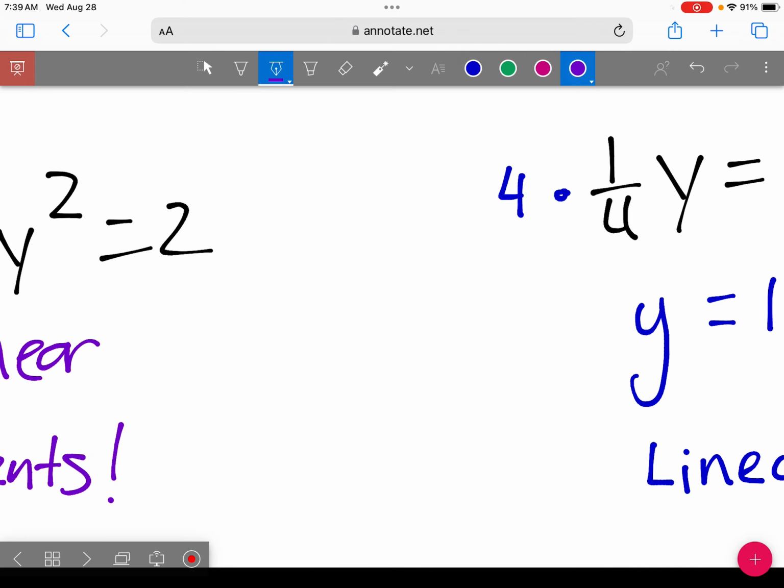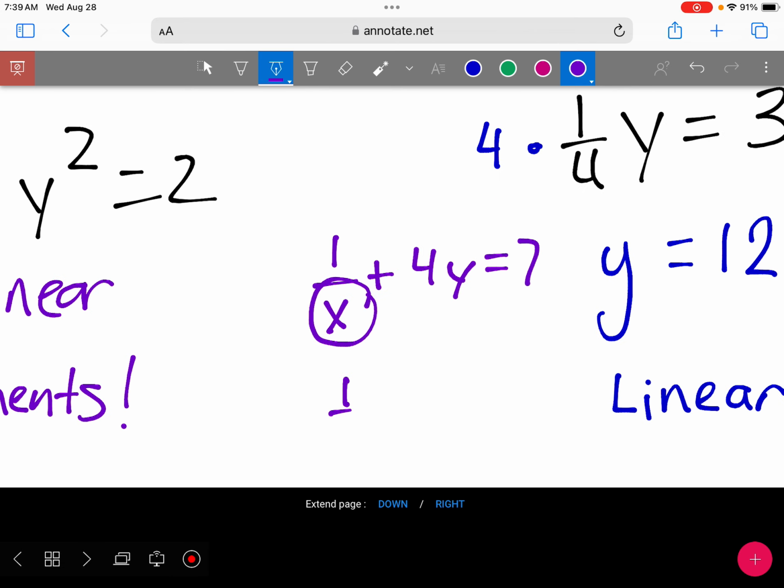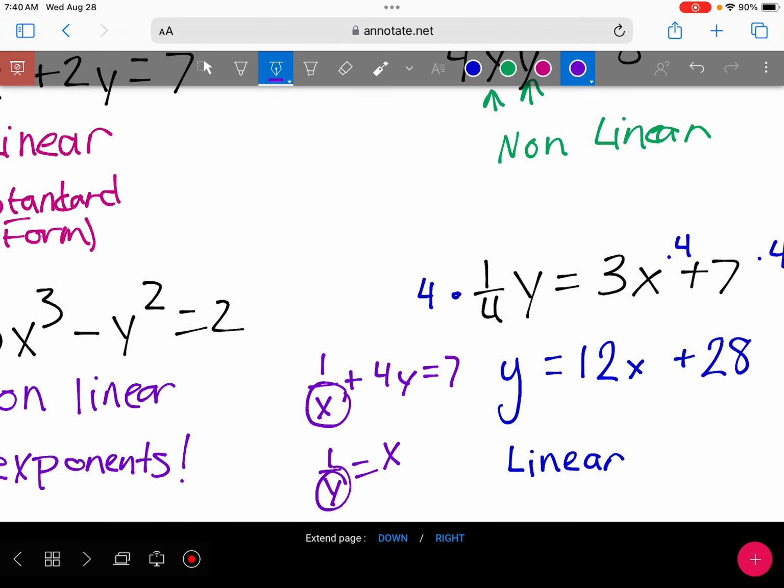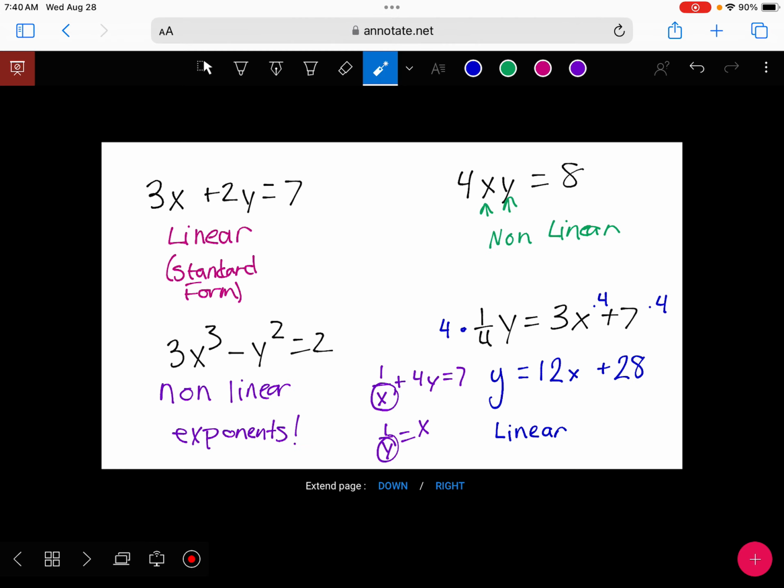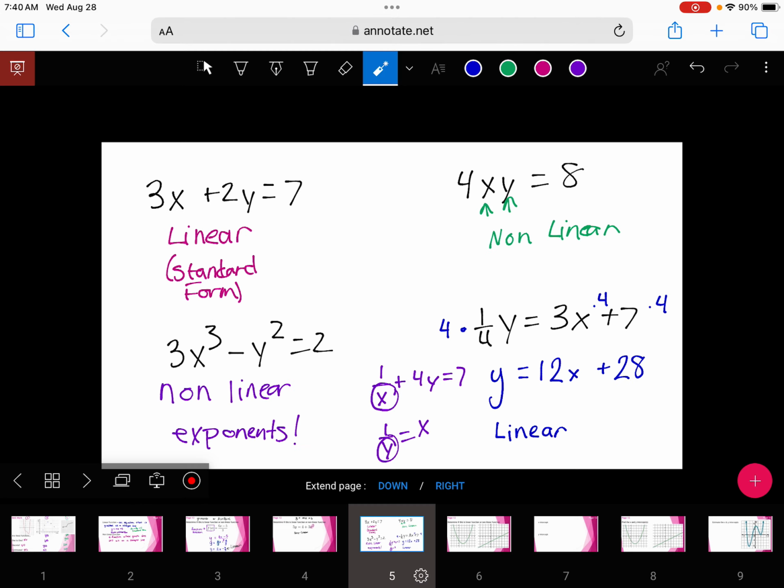It can't have something like 1 over x plus 4y equals 7. So I can't have x in the denominator. I can't have 1 over y equals x. I can't have y in a denominator. By the end of the school year, we'll play with those. In fact, that's what these guys turn into. Okay, feel a little better? I just felt like we needed a couple more runs through on that before we moved on to pictures. I promise, the pictures are not super duper hard.